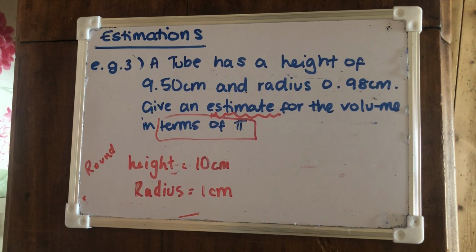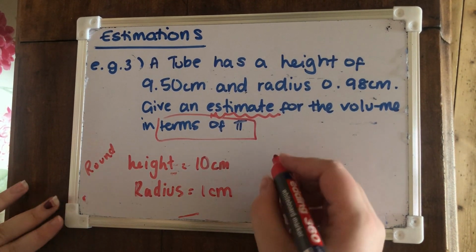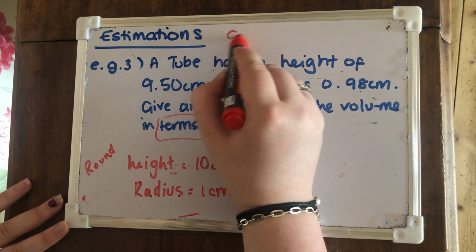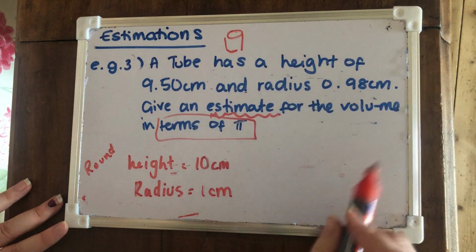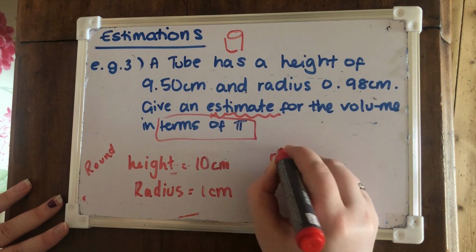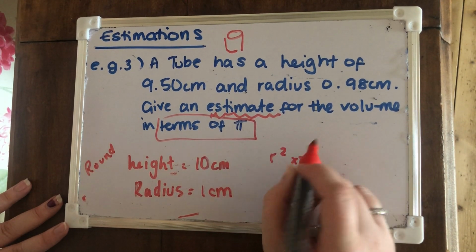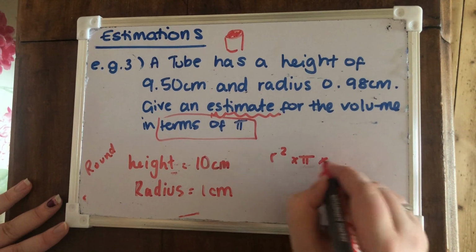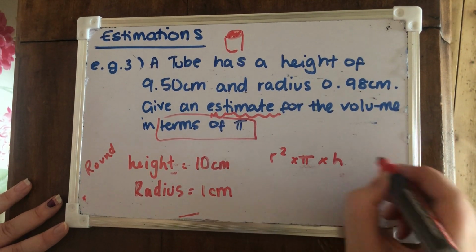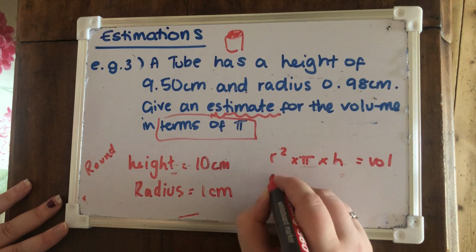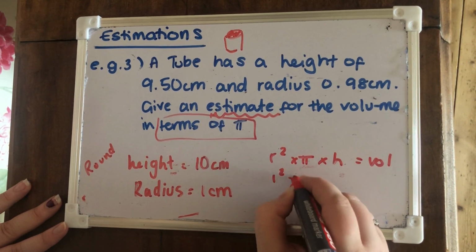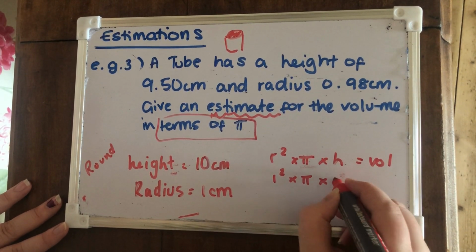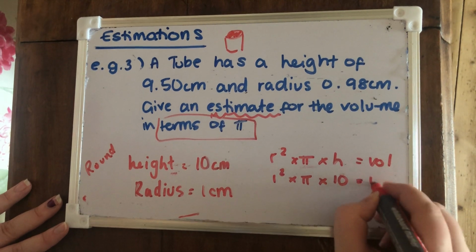Okay, now if you can't remember how to find the volume of a cone, not a cone, a cylinder, because obviously a tube would look like this. So you would do the radius squared times pi, because that's the area of the circle at the top, and then we'll times by the height. Okay, so that's the volume. So the radius we know is 1, times by pi, times by the height of 10.